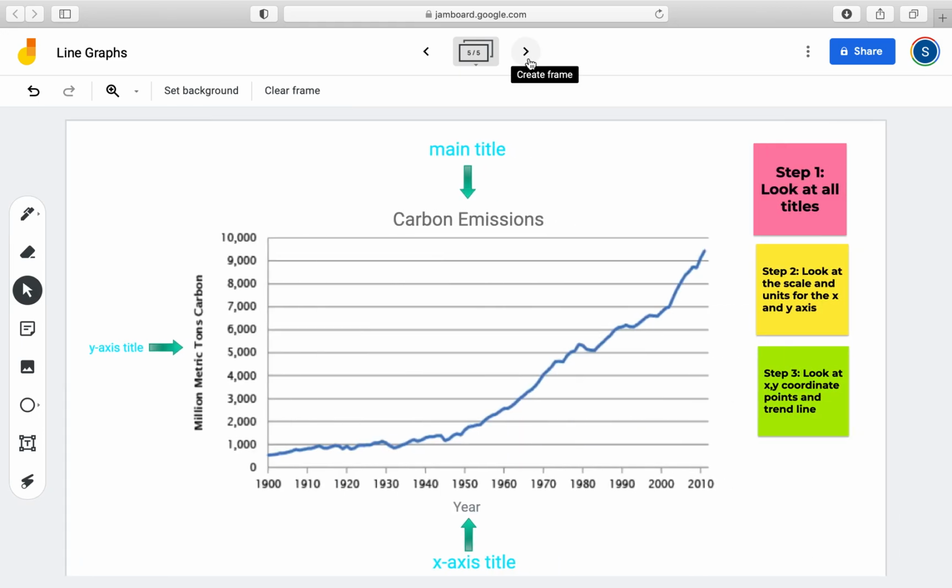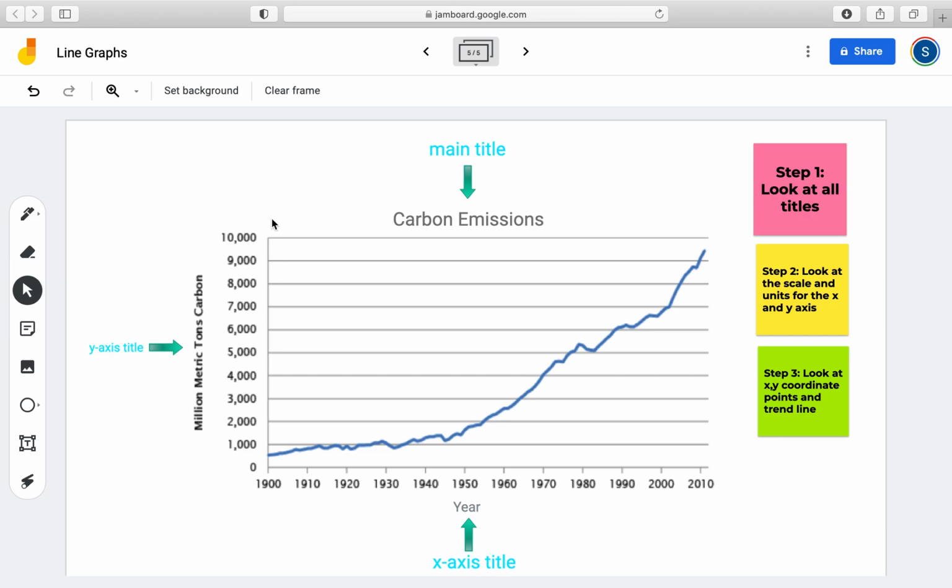So to summarize, when analyzing a line graph, always start by noting the titles, the main title and the axis titles. So you have your x-axis title and your y-axis title. All that gives you information about what this graph is about. What is this graph telling you? Step 2 is to look at the units and the scale for the x and y axes. So look at the numbers. Here it is the year increasing every 10 years. Here it's the metric million tons of carbon, and the values are going by 1,000 metric million tons, and it's increasing by 1,000.